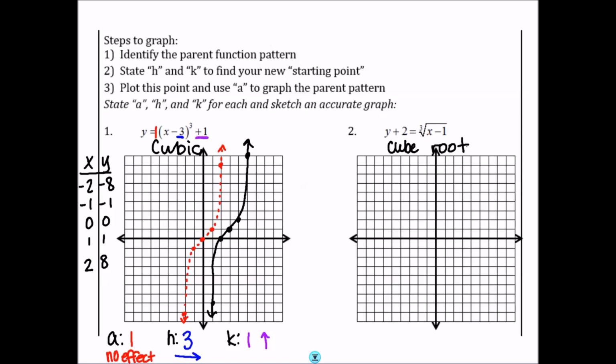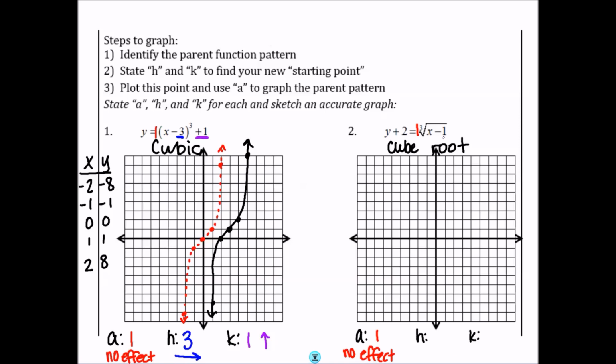And if we look at the values of a, h, and k for this, remember that a is the number in front of the cube root symbol, which in this case is again 1. So that will not have an effect on the graph. We'll see some problems in a minute where a is something other than 1, and that will change the graph.